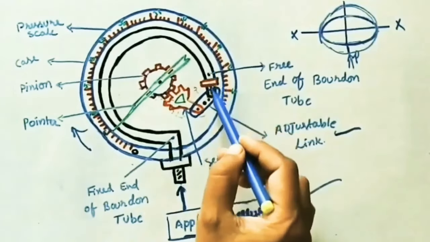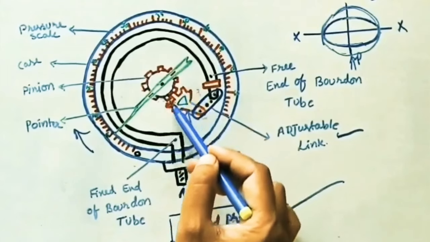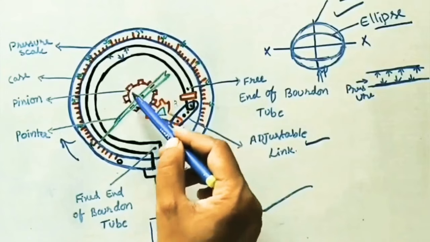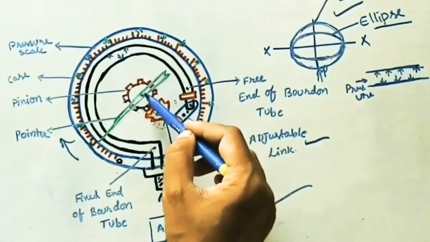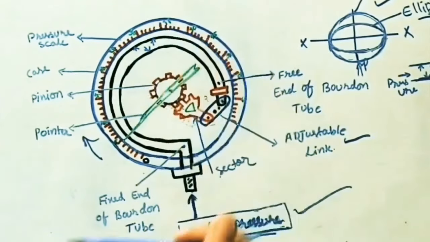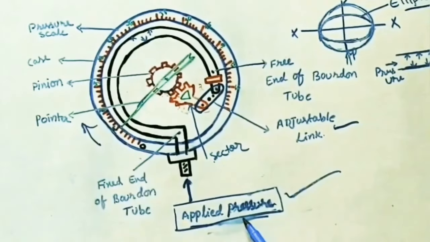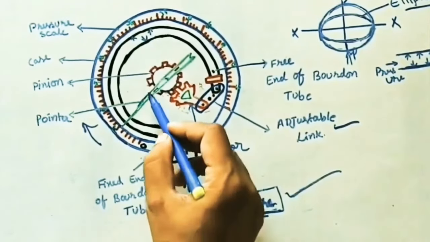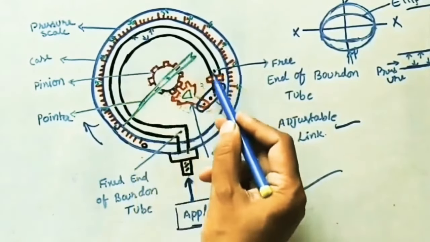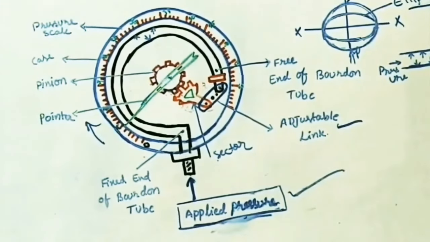Because of it, the adjustable link deflects and rotates the sector. Because of that, the pinion rotates, then the shaft of the pinion rotates and the pointer also rotates, showing the reading on the circular scale. This reading is the pressure, which is nothing but the applied pressure of the gas or liquid. The units may be Newton per meter square or bar on the circular scale. This is the main working operation of the Bourdon tube.